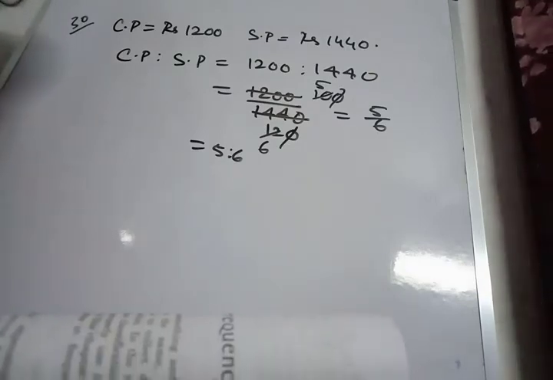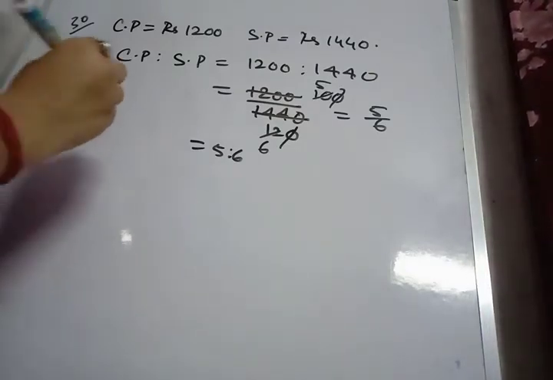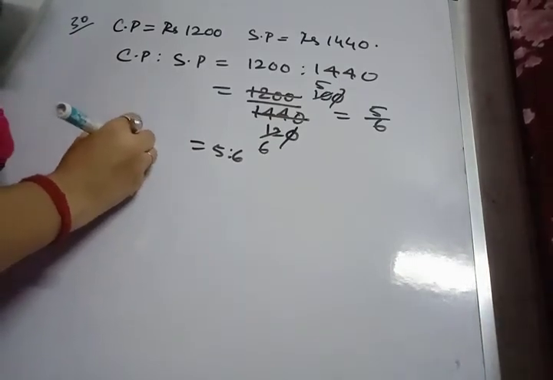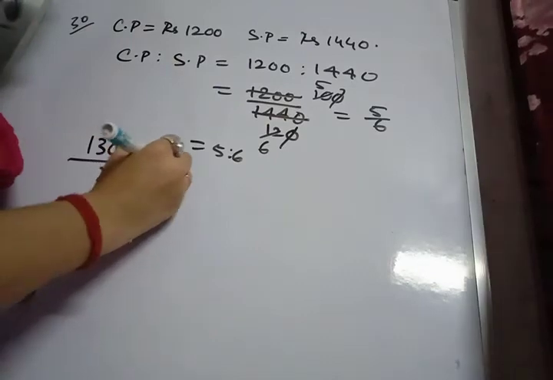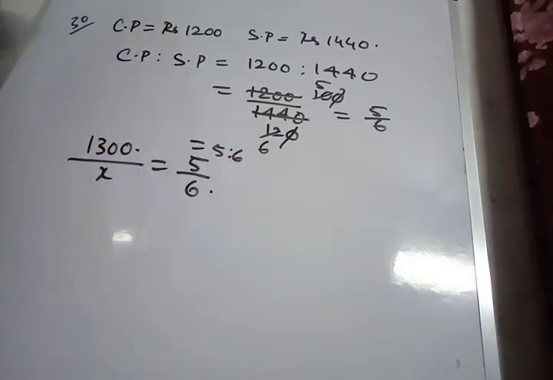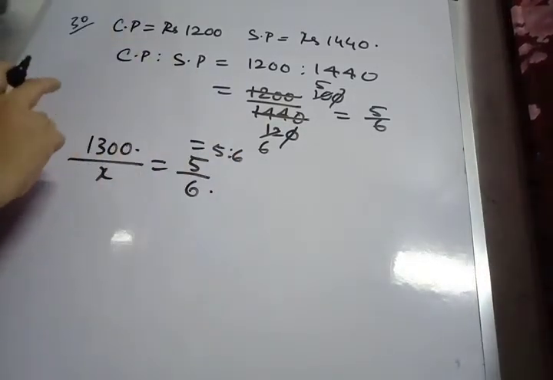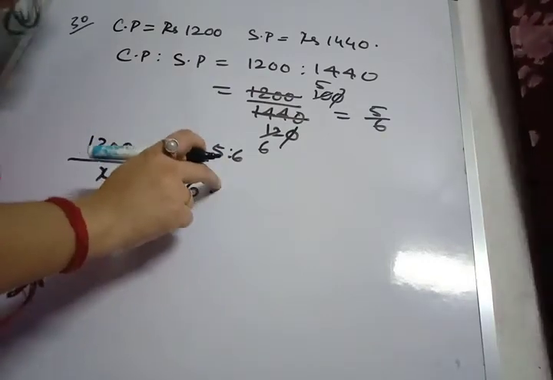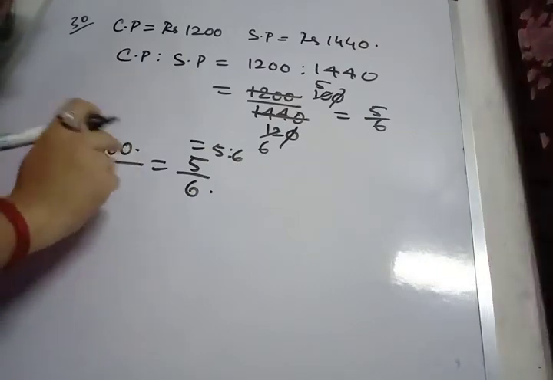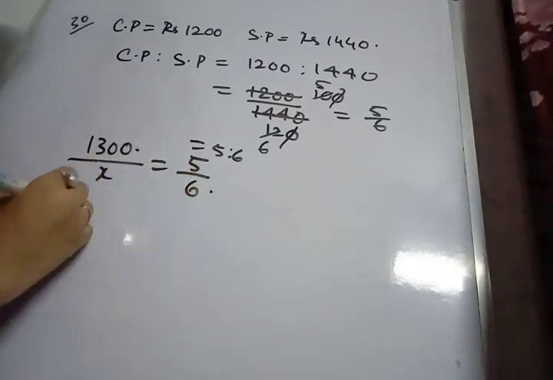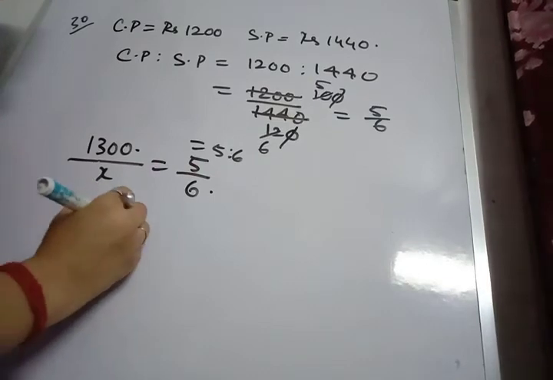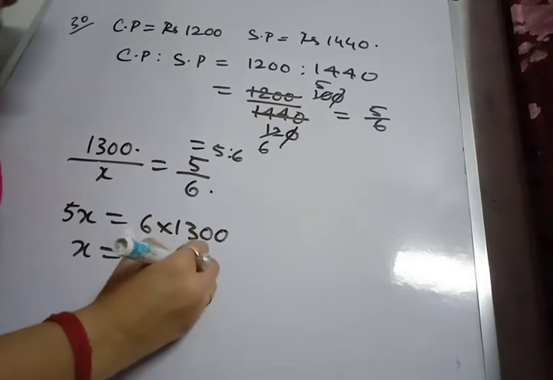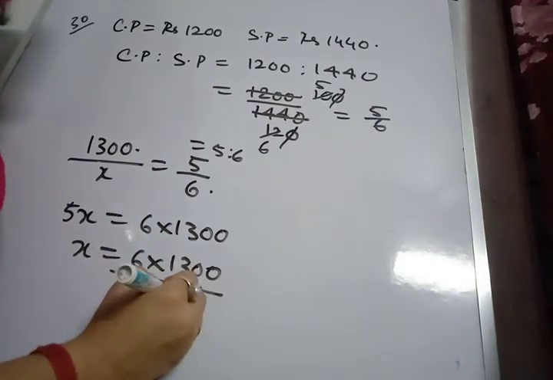Now, if my new cost price is 1300, so what should I write? This 1300 is my new cost price and x is my new selling price. So this is the ratio of the initial cost price and the selling price. Now we have to find out x, that is the selling price, from this. So we are going to do the cross multiplication. 5x equals 6 into 1300, or x equals 6 into 1300 by 5.